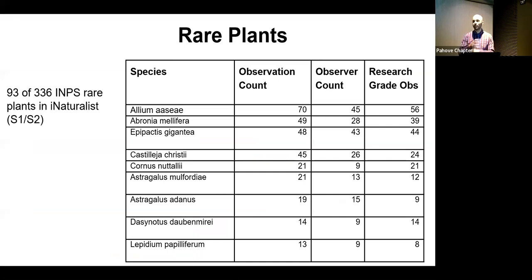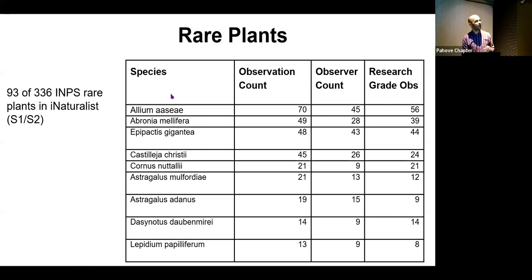So, more on actual rare plants. I downloaded the list from the INPS website and did a quick cross-reference of all the S1 and S2 rare species. And of 336, 93 of them have at least one observation on iNaturalist. And when I say at least one, it's usually just one.